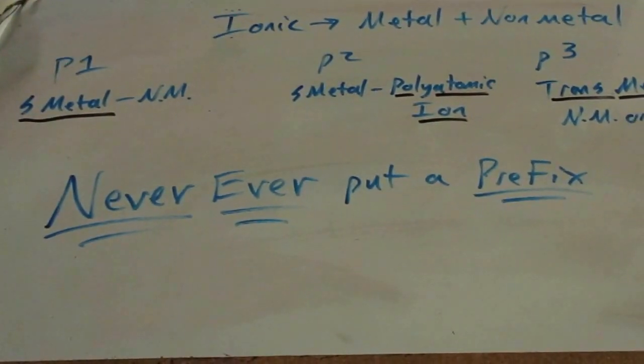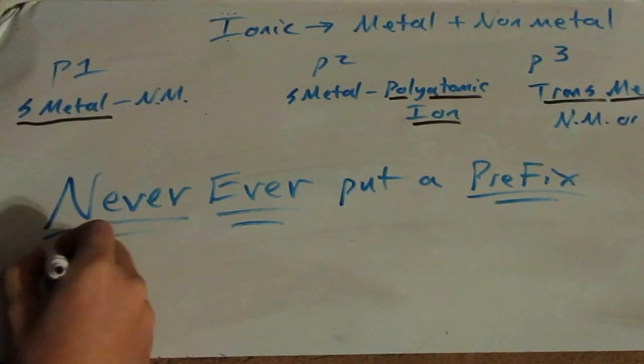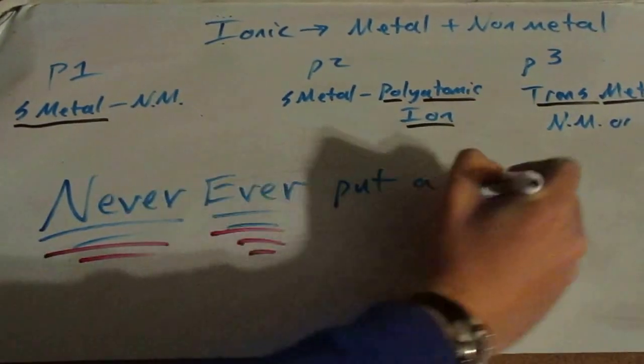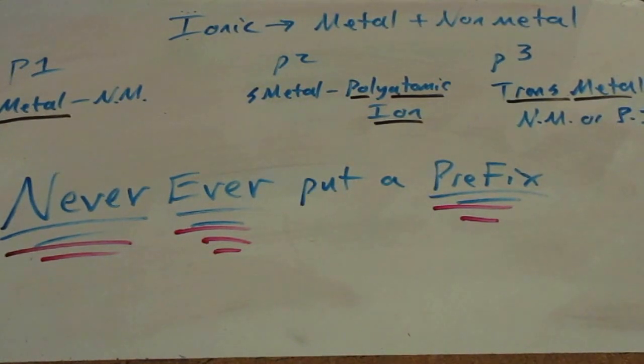For example, something like tripotassium doesn't make any sense. So again, please, never, ever put a prefix. The second you do, you're instantly wrong. Again, that's the number one mistake that's still been happening, in all honesty. And again, I really don't want to have that occur, okay? Because that means you're done before you even begin.